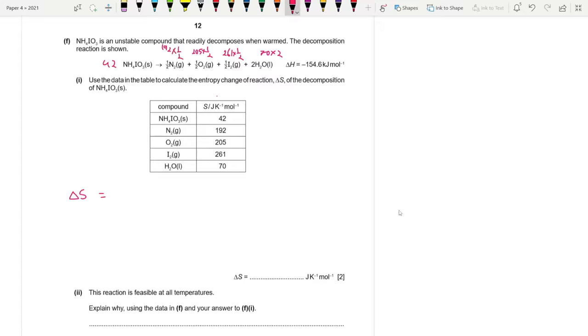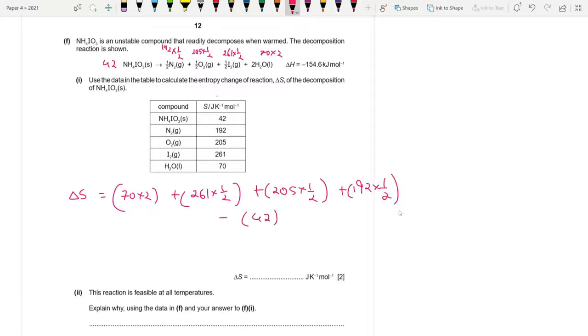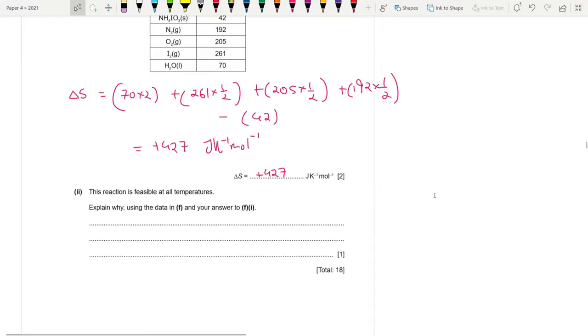So clearly entropy has increased, right? So 261 into half plus 205 into half plus 192 into half. These are the products minus the reactants, just 42. We're getting a value of plus 427 joules per Kelvin per mole. Plus 427. Okay, the reaction is feasible at all temperatures.